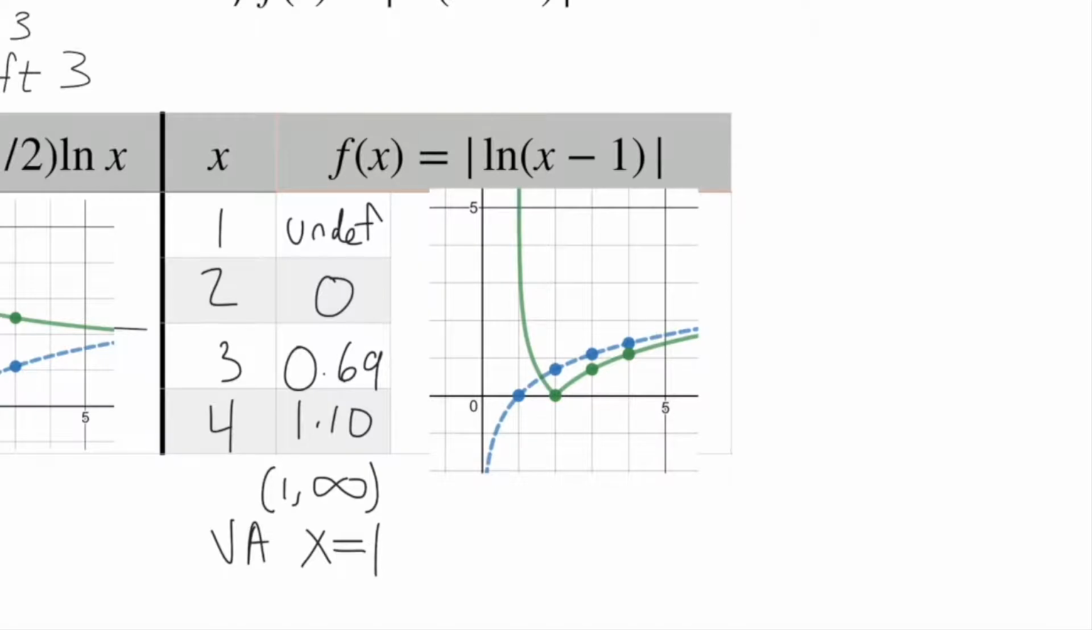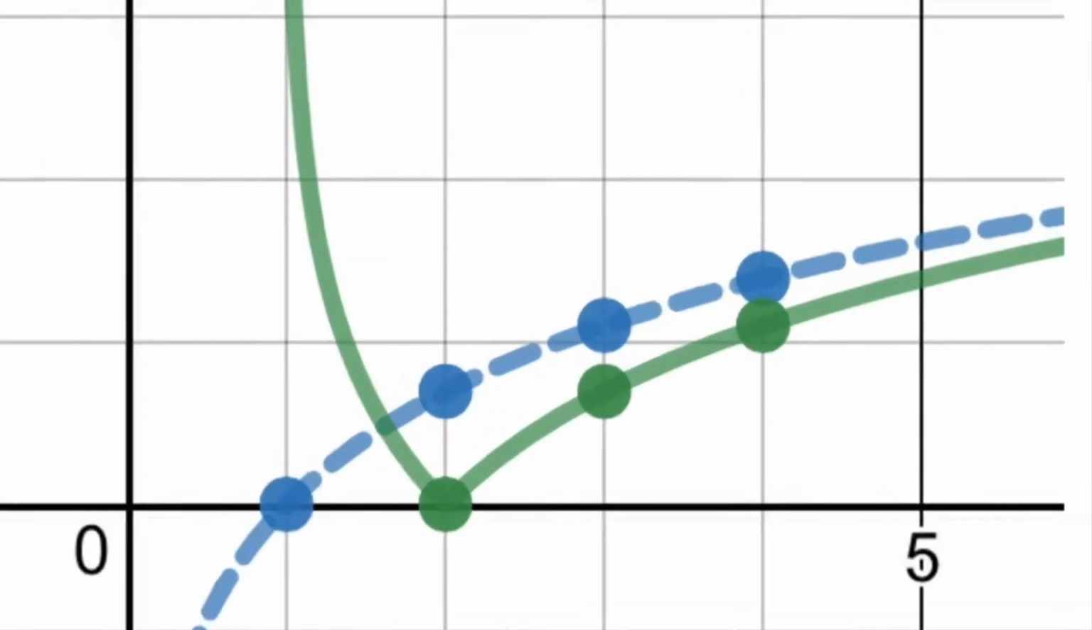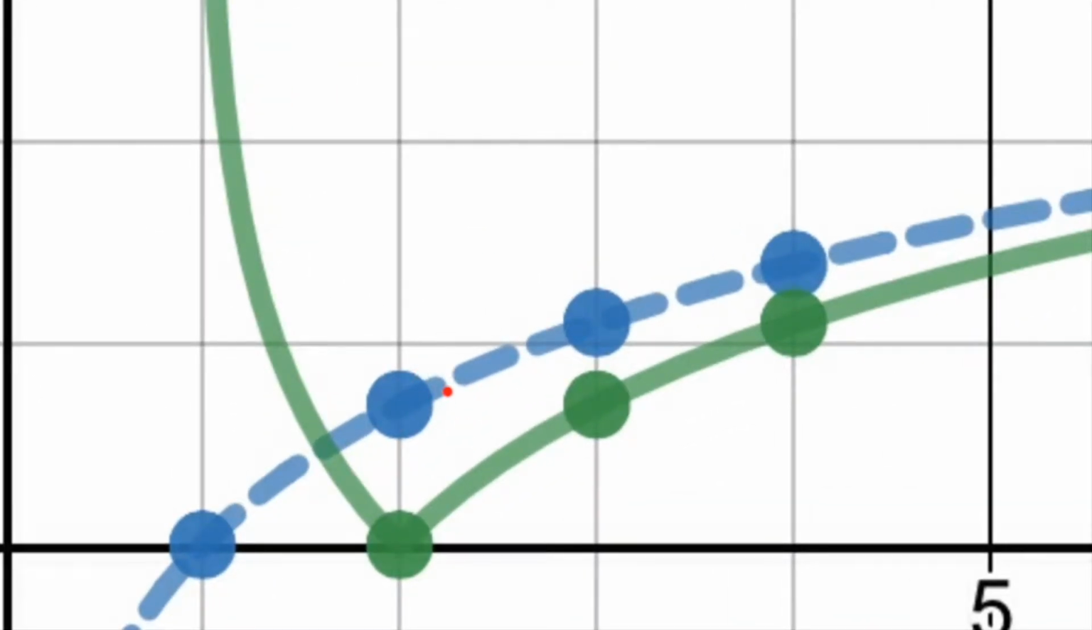What about the absolute value of the natural log of x minus 1? Well, here's the parent, and if you shift it to the right 1 here, then it'll look like this. You can see that this green graph is shifted to the right, especially here for these 2 points. Let me see again. So you can see that this original blue point gets shifted to the right 1 unit. This blue point gets shifted to the right 1 unit. This blue point gets shifted to the right 1 unit.